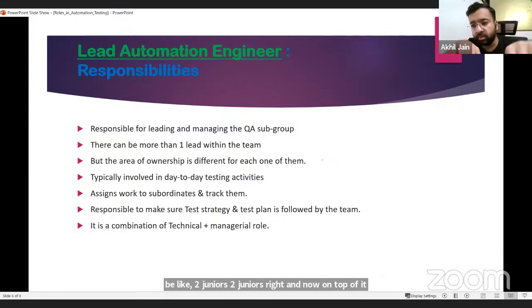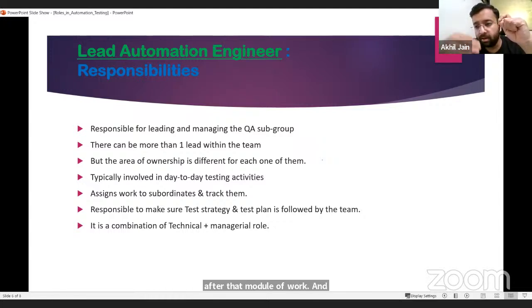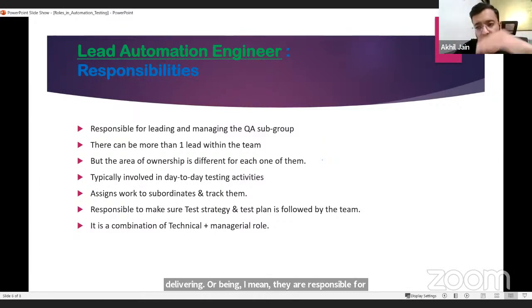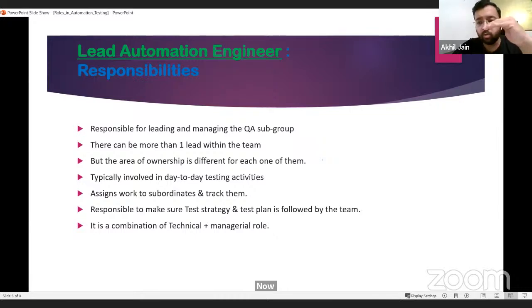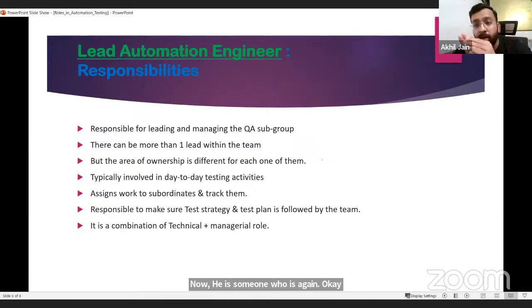One senior looking after two juniors, and on top of these seniors, there is a lead engineer. As I said, senior engineers are those who are leading the module, looking after that module of work, and they are responsible for delivering and owning that module. Now, when it comes to the lead, there could be multiple leads within the team. There is no hard and fast rule that there needs to be only one lead, but depending on the scale and the kind of work you have within the project, there could be multiple leads.